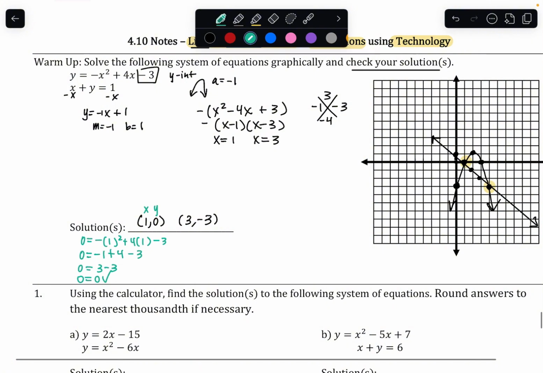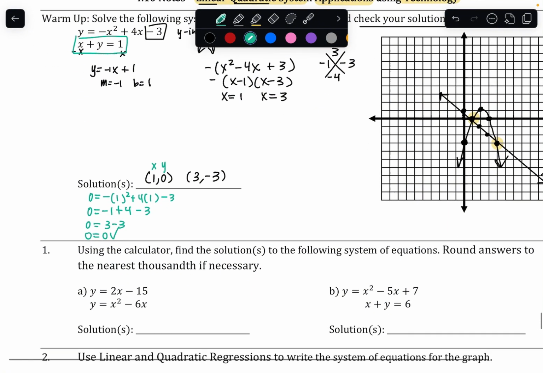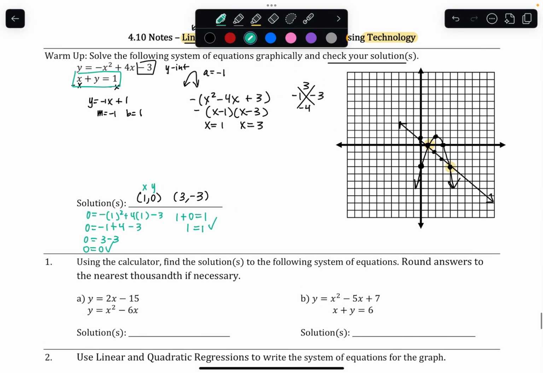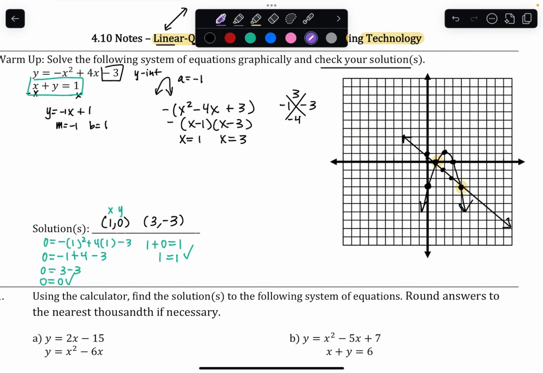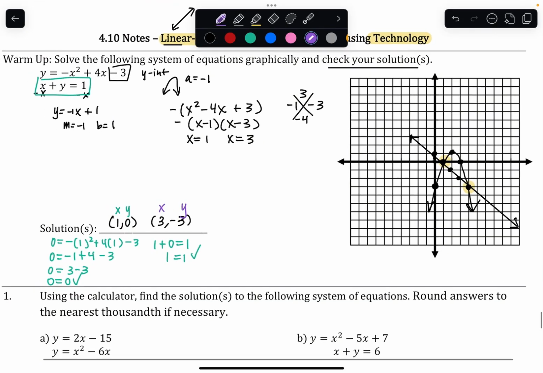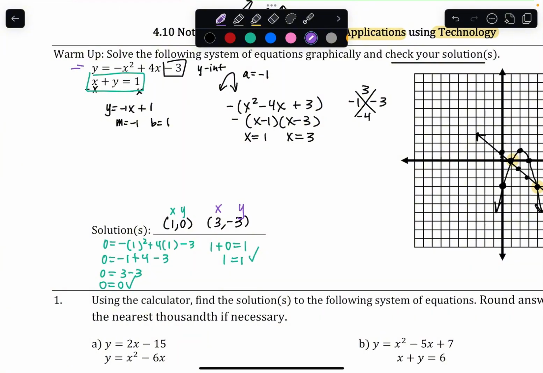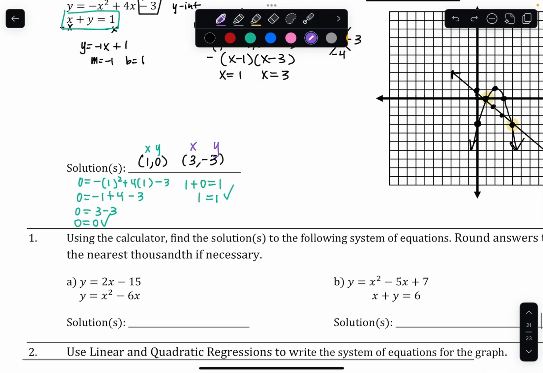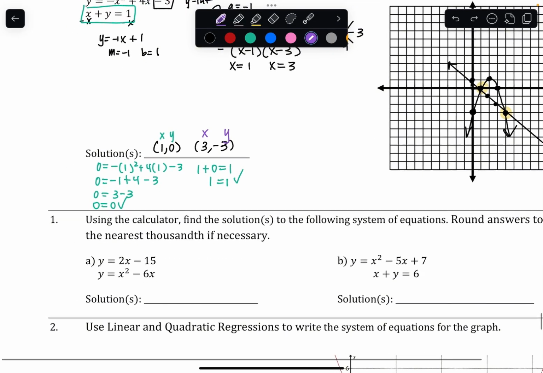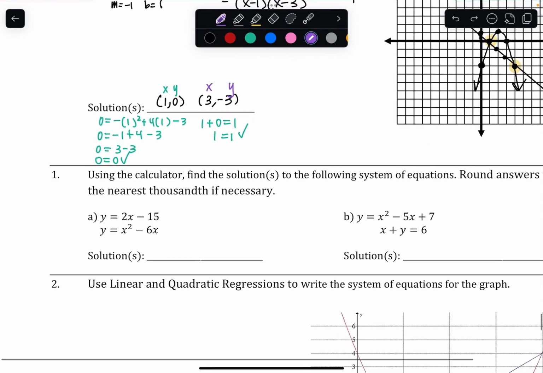Then looking at the linear equation, which is x plus y equals 1, (1, 0) satisfies that equation as well. We could also check the (3, negative 3). I'm not going to plug them in, but you would just plug them into both equations to make sure they end up with either a 0 equals 0 or 1 equals 1. You should have a true equation when you plug those in.